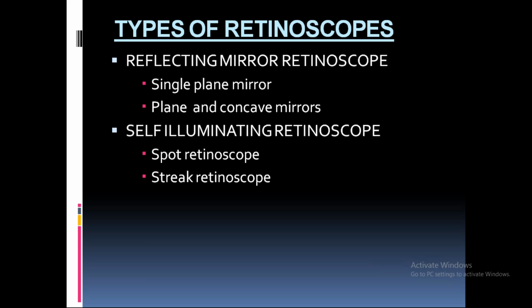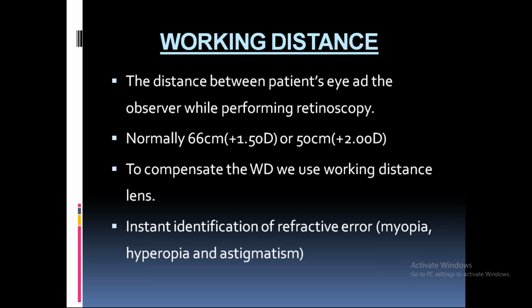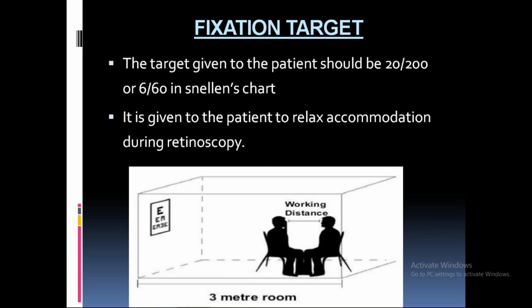Types of retinoscopes: plane mirror, plane and concave, self-illuminating, spot retinoscope, and streak retinoscope. We most commonly use the streak retinoscope. The distance between the patient's eye and the observer while performing retinoscopy is normally 66 centimeters or 50 centimeters. To compensate, we use a working distance lens. It allows instant identification of refractive errors like myopia, hyperopia, and astigmatism.